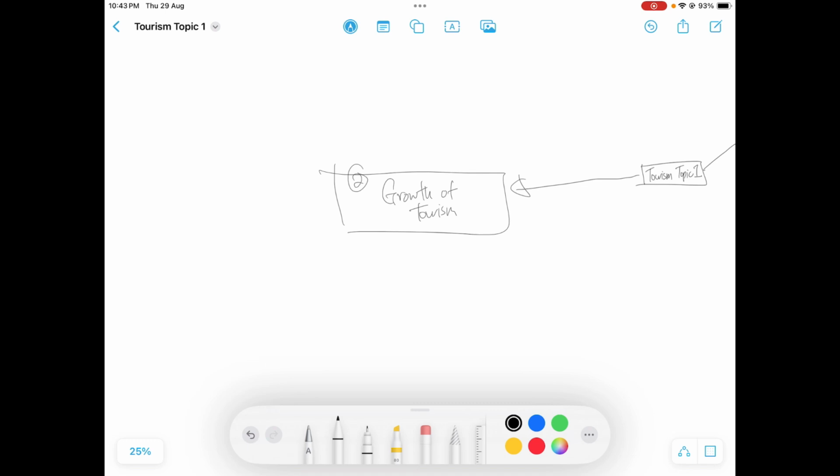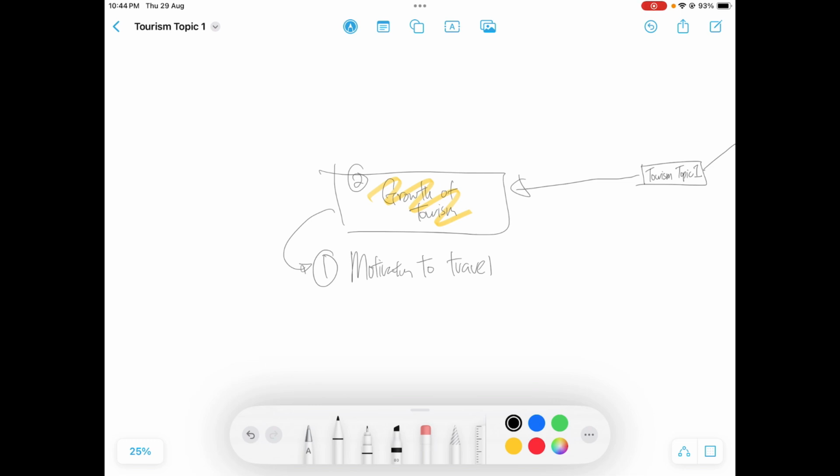So for growth of tourism, we need to take note that there are a few things to take note. So what led to the growth of tourism? Firstly, the motivation to travel, how individuals seek relaxation, self-fulfillment, and unique travel experience. And this is usually made possible by the growth of income.